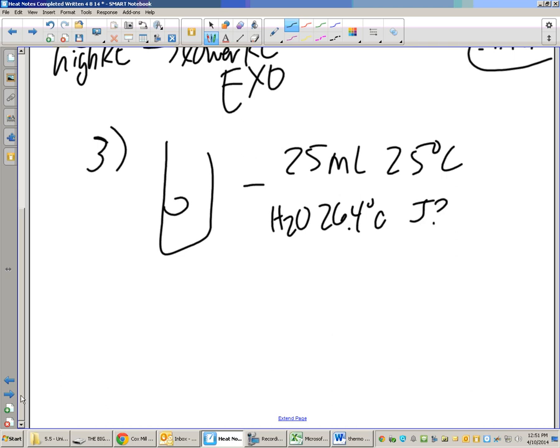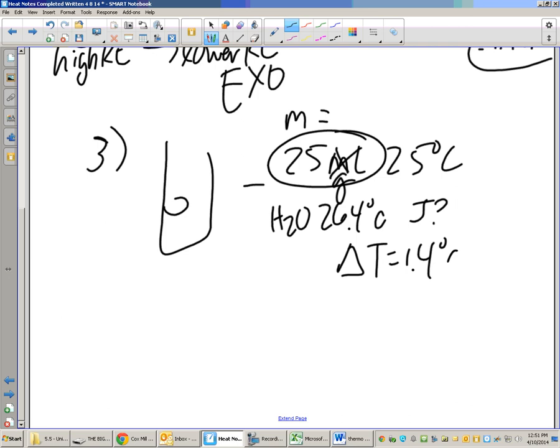Okay, so you have 25 mL of water, that's going to be the mass of water. What's the mass of that? 25 grams, because density is 1 gram per milliliter. It's going from 25 to 26.4. So what's our delta T? 1.4, and then we know we've got delta T, we've got mass. What else do we know? Yeah, you know the specific heat of liquid water to be 4.18 joules per gram degree C. So we're going to do Q equals mcΔT.